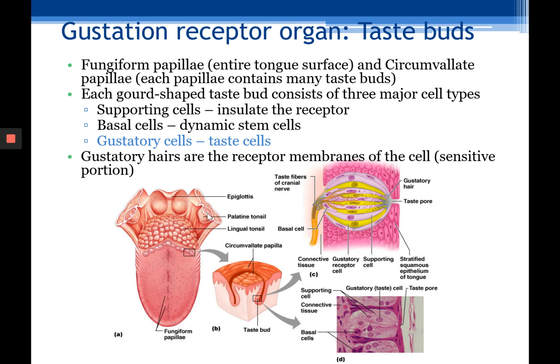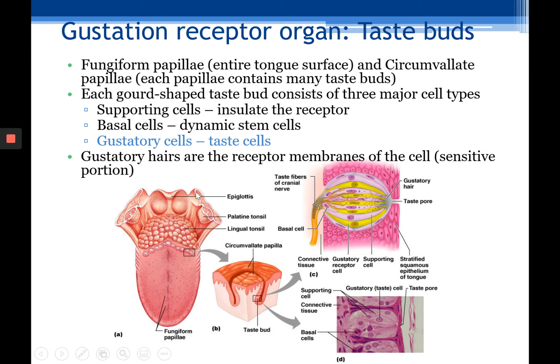But just like our smell, we have supporting cells. We have basal cells, and then we have our receptor cells. In this case, our receptor cells are gustatory cells. So gustatory cells are our receptor taste cells. Basal cells are stem cells that could replace damaged gustatory cells, and supporting cells help insulate the receptor.